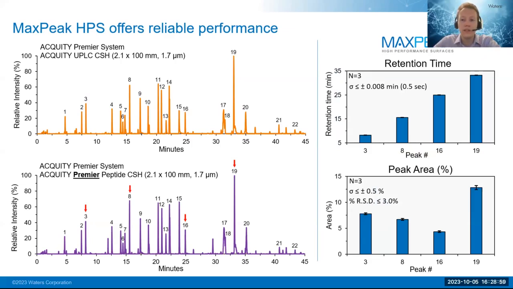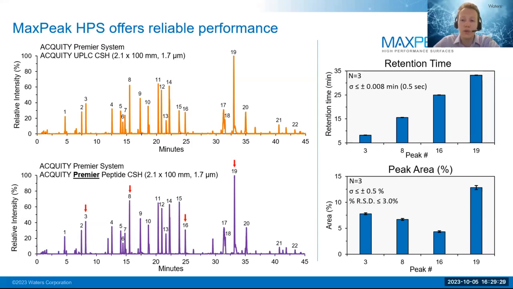So now that we've established comparability between the systems when using the same column, we'll now be evaluating the performance and additional benefits that MaxPeak HPS columns bring to peptide mapping assays. So on this slide, we performed the same peptide mapping analysis on the Acquity Premier system using a CSH column with and without MaxPeak High Performance Surfaces.